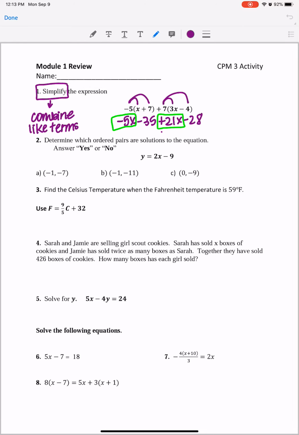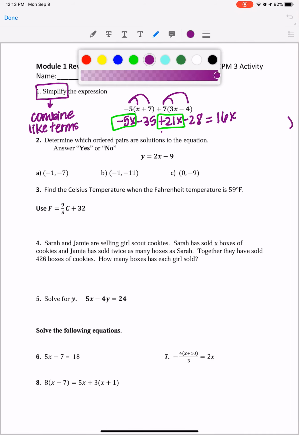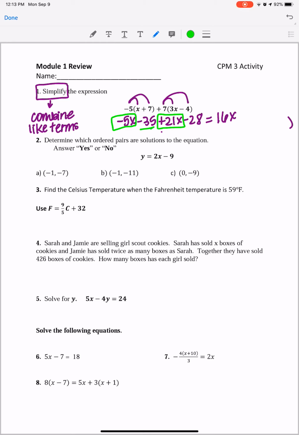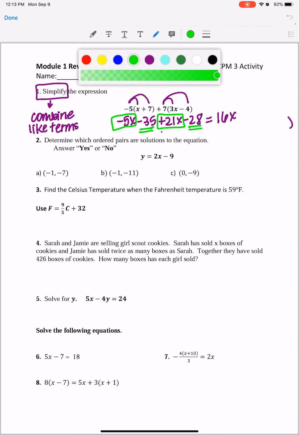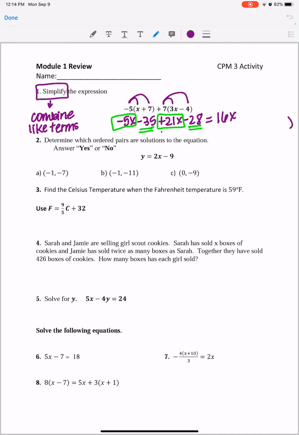So negative 5 plus 21 gives me 16x. Then combine your numbers out here, your constants. So negative 35 minus 28 is going to give me a negative 63. So that is my final answer. There's nothing to solve, and I can't combine those because those are now unlike terms.